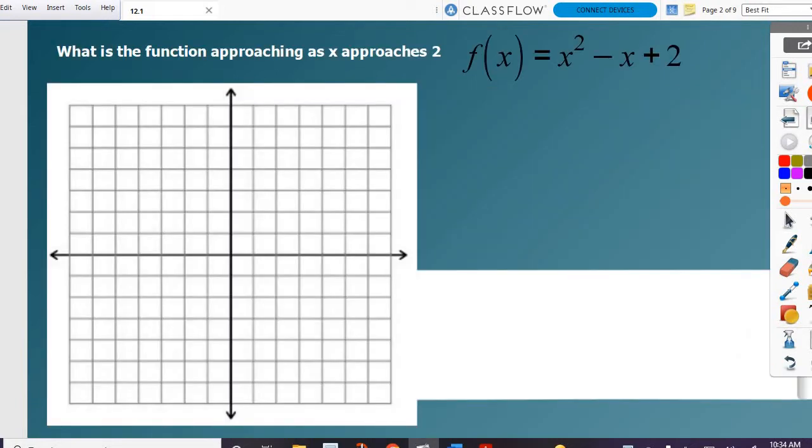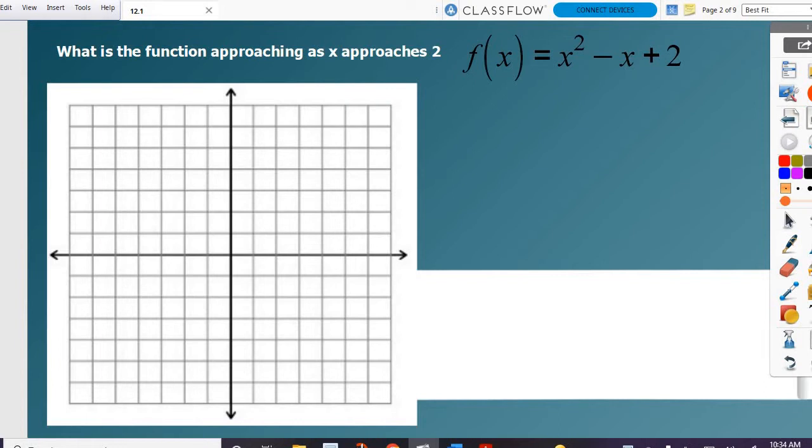So we're talking about limits. Up until this point, we have been doing pre-calculus, which is all the topics that you need to know in order to be able to do calculus. We haven't actually done any calculus this year. But this section is over basically the first topic that you learn in any calculus level course, which is limits. So this says, what is the function approaching as x approaches 2?